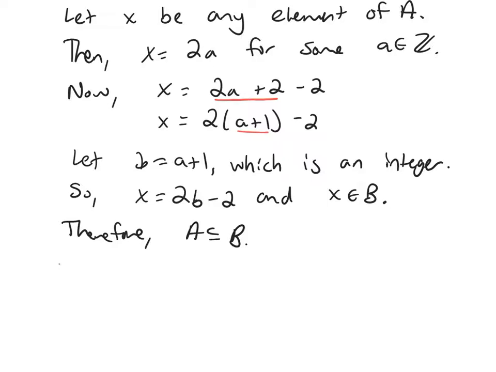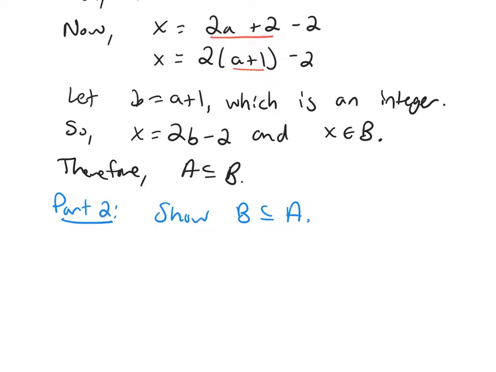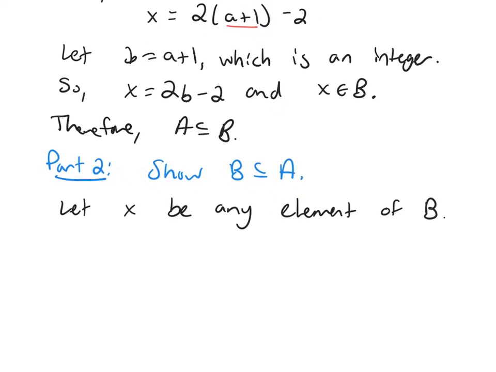Now the part 2 to this proof is you need to do the reverse. You need to show that B is a subset of A. So I'm going to now start with an arbitrary element out of B. We're going to let X be any element of B. Now, what does that mean? That means I can write X as 2 times B minus 2 for some integer B.